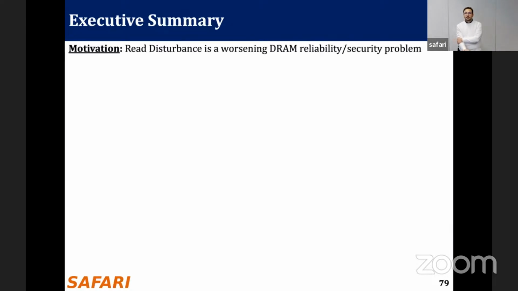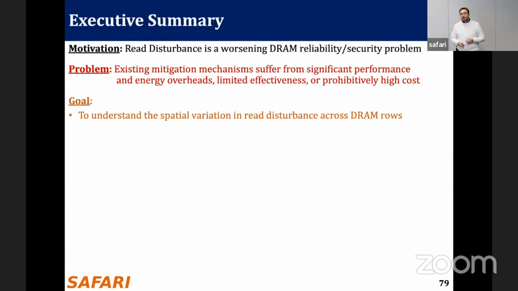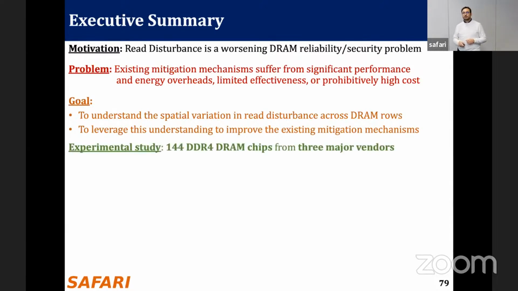Our motivation is that read disturbance is a worsening DRAM reliability and security problem, and existing mitigation mechanisms suffer from significant performance and energy overheads, limited effectiveness, or prohibitively high cost. Our goal is to understand the spatial variation in read disturbance across DRAM rows, and to leverage this understanding to improve the existing mitigation mechanisms.